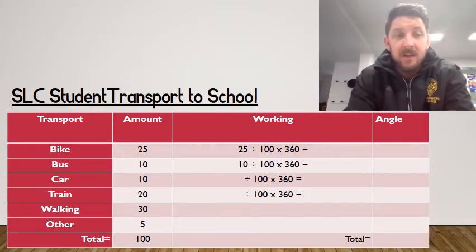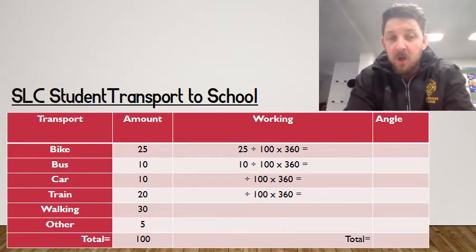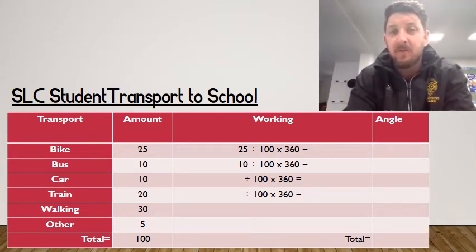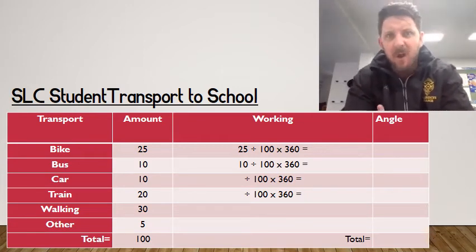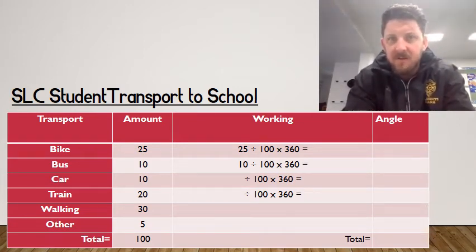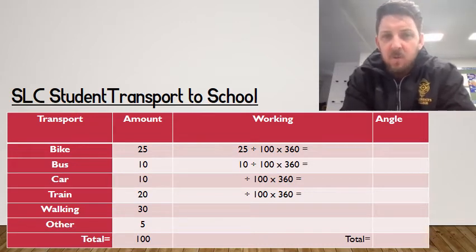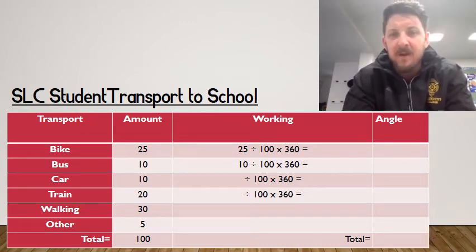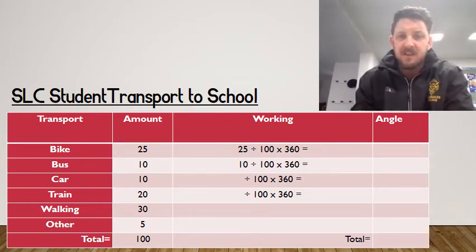Now, to do that, we need to do the amount that we have. We need to divide it by our total, which is 100, and then we have to multiply it by 360. Now, you're probably thinking to yourself, why 360 degrees? Well, our whole circle is 360 degrees. So in effect, what we're doing is we're dividing it by our whole amount of people and then multiplying it by our whole circle. So you can see I've done your working for you in the first one for bike. 25 divided by 100 times 360.